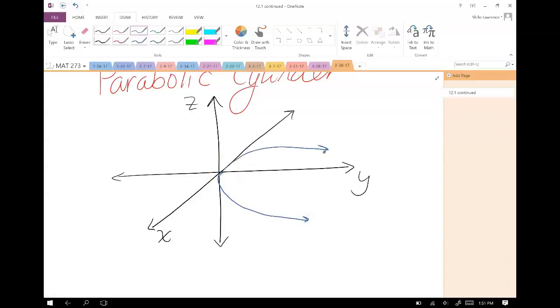And since z is missing from the equation, technically z is not restricted. So there's nothing in that equation that's telling me where on the z-axis to draw that parabola. So I can draw it anywhere on the z-axis. So I could also draw it up here. I could also draw it down here. So what ends up happening, I'm going to try to clean this up a little bit. I'm going to make the back ones come out a little bit farther.